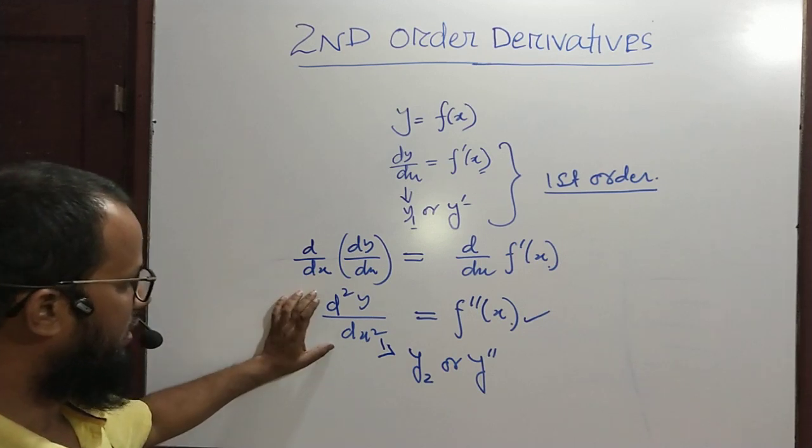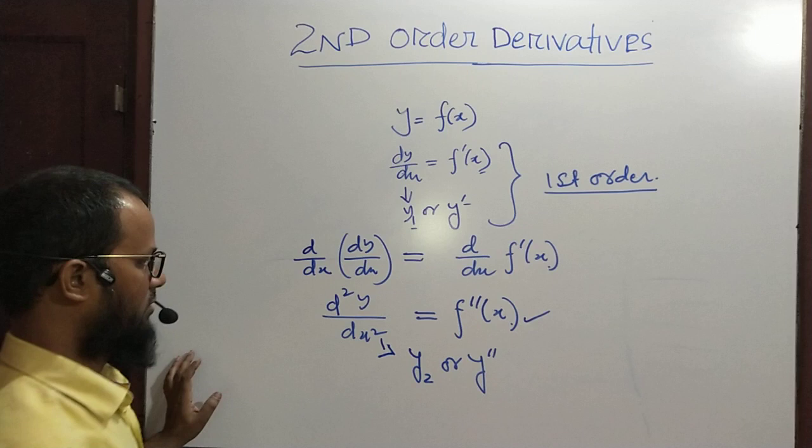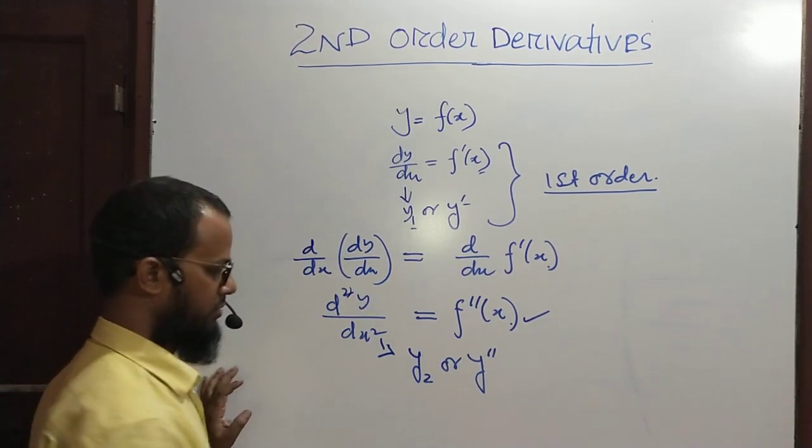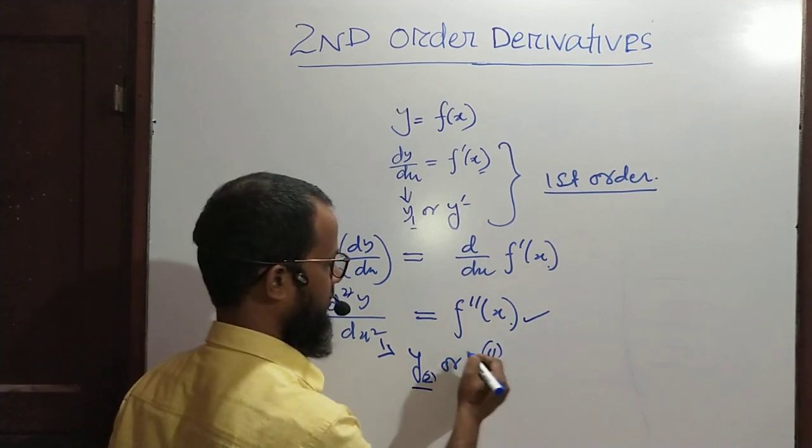So if the function is expressed in terms of y, we are getting second order derivative, and this particular derivative is called second order derivative. Its order is 2. It is also denoted by y2, which represents second order.